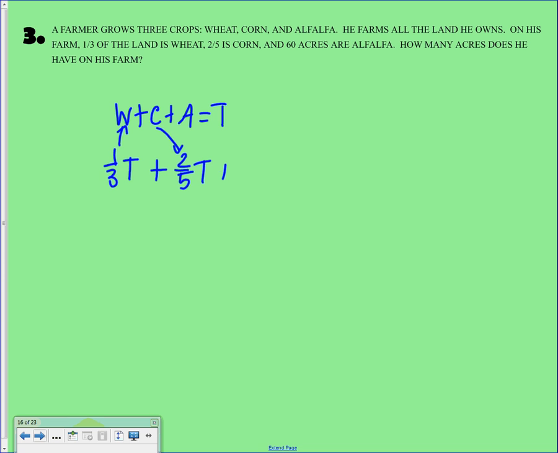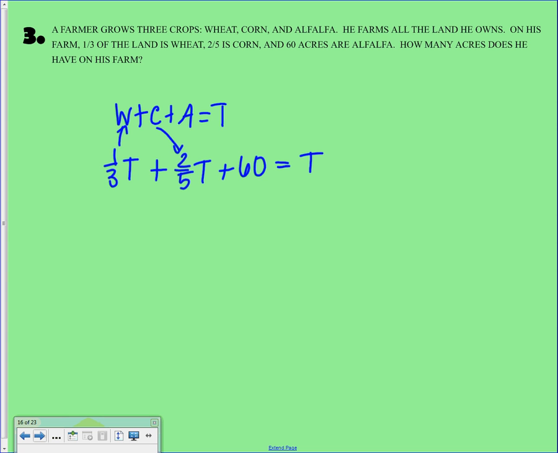I know that there are exactly 60 acres of alfalfa, so that is not a percentage of the total. That's just 60 acres, so that does not get a variable, and that equals the total land. Okay, so a third of the total, 2/5 of the total, but it's just 60 straight acres. There's no variable there. That has to equal the total.